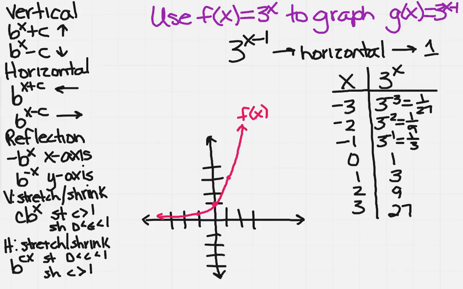Now, if you want to find g of x, which is 3 to the x minus 1, you could go ahead and do another set of table values. But remember what we learned back with polynomials: we have a horizontal shift to the right of 1 unit. So I just need to move each one of the dots that I plotted over 1 unit. I want you to do that and then come back and check your answer. So what I did is I took each one of those points and moved them to the right 1 unit, and I've got the blue line, which is now g of x.